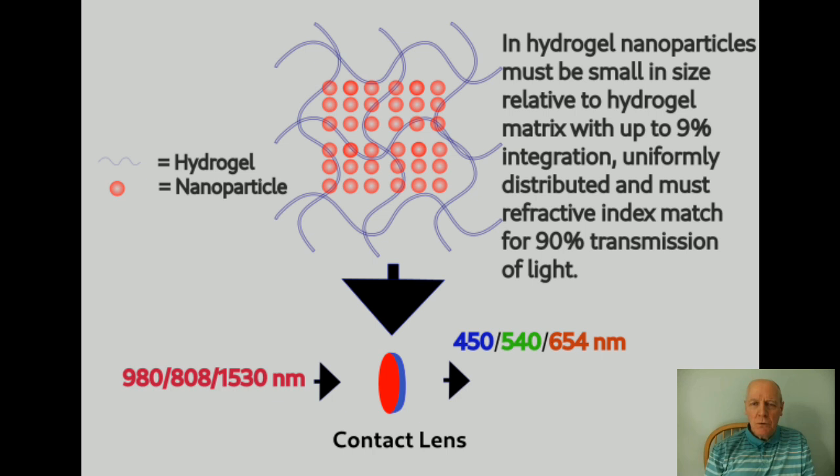Well, how is this done? If we go back up to the top of this slide, you can see these upconverting nanoparticles have been distributed in a hydrogel. This hydrogel then goes through a number of processes which convert the hydrogel matrix into a contact lens.